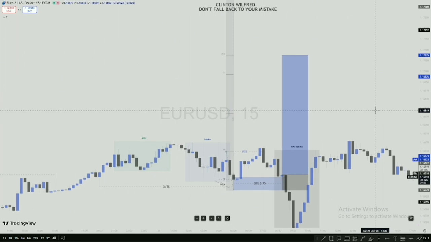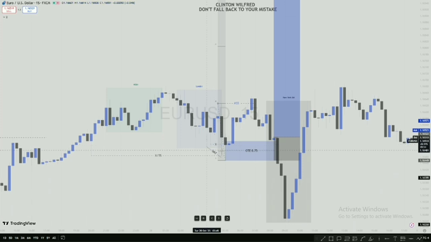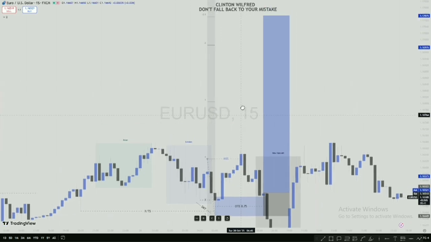So on the 15 minute chart, first we waited for price to take out London lows. Price took out London lows. We had this SMT here. There we had a structure shift to the upside. We have a market structure shift to the upside.